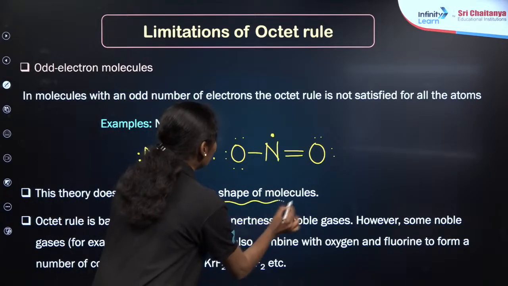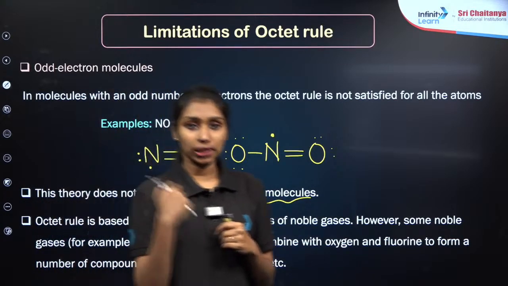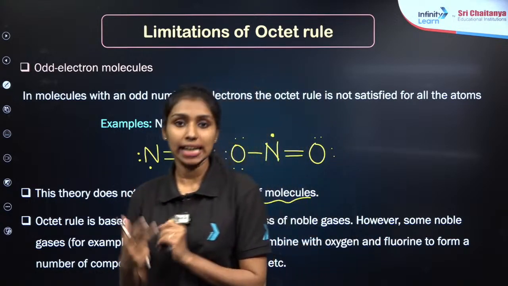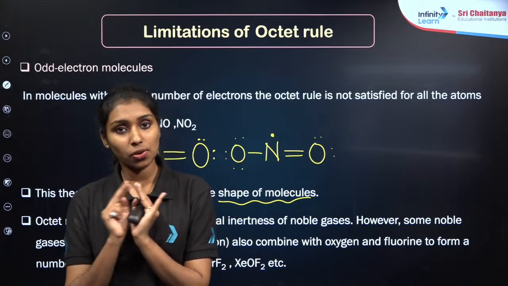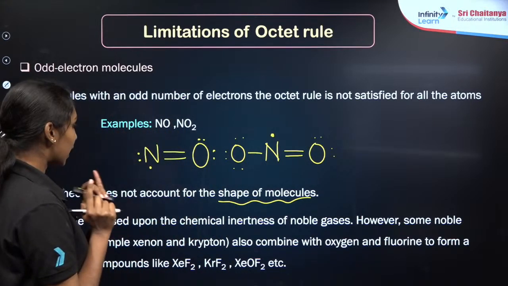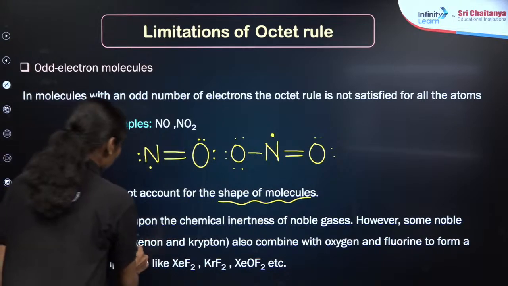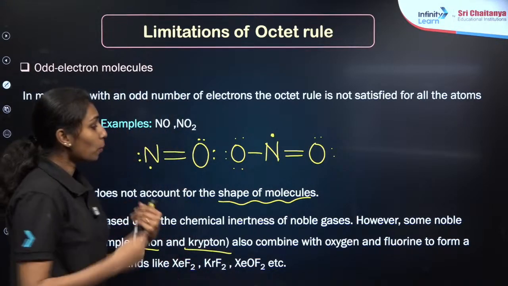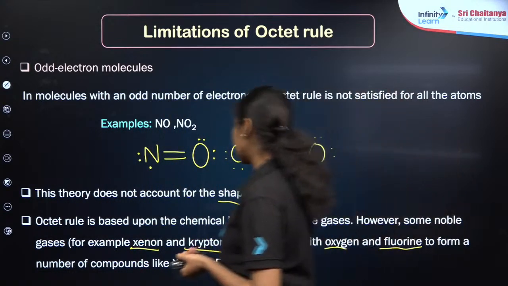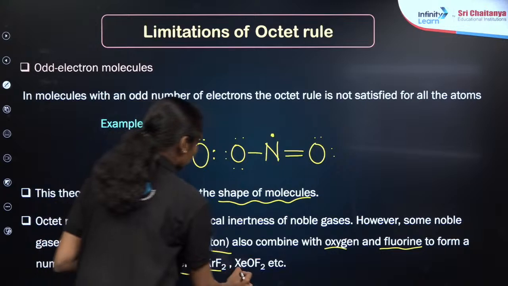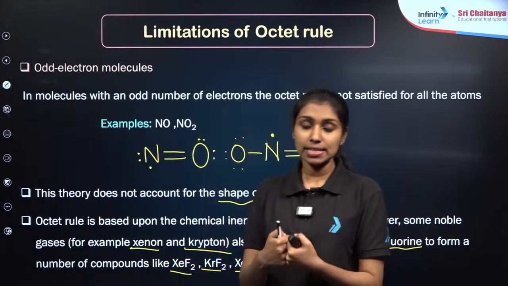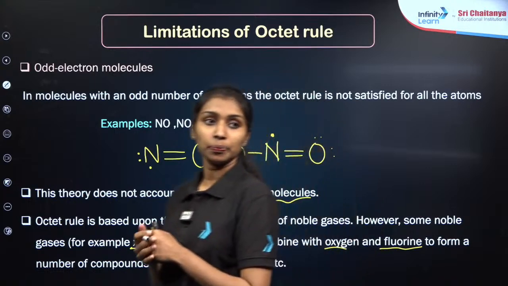Then, as I mentioned earlier, the octet rule is based on the inertness of the inert gases, right? Which means that noble gases do not undergo any chemical reactions. But in further practice, we find that some noble gases like xenon and krypton do react with oxygen and fluorine to form certain compounds, right? For example, XeF2, KrF2, XeOF2. Which means that the octet rule fails to predict the inertness of the noble gases. Clear?